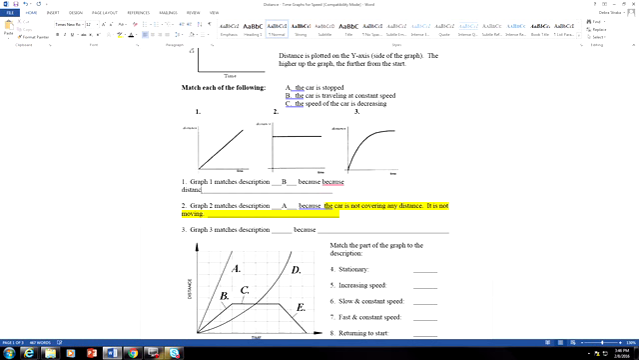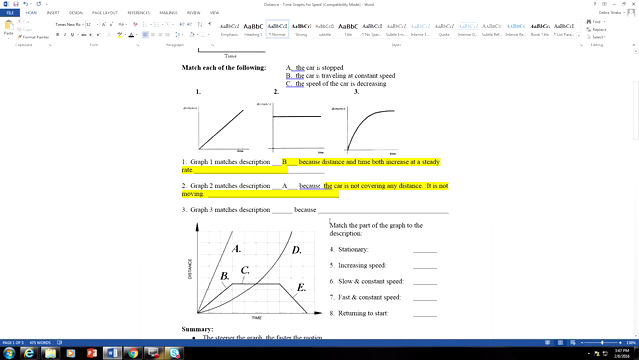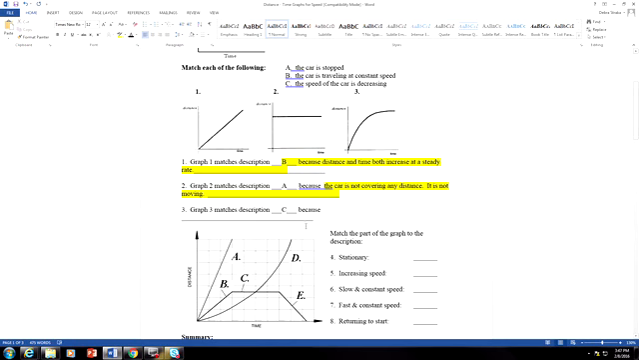Because distance and time both increase at a steady rate. Oops, I have two becauses in here. We'll take that out. And I'll highlight that for you guys so you can see it. And again, you can use different wording than I do there, but you want to make sure you're saying something like that. So that leaves graph 3 describing C.